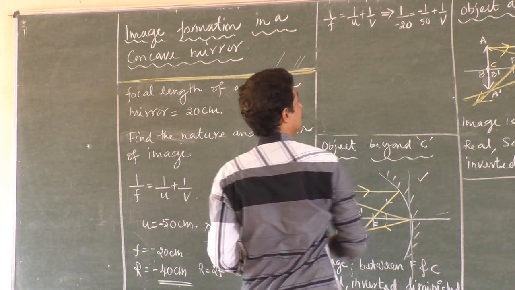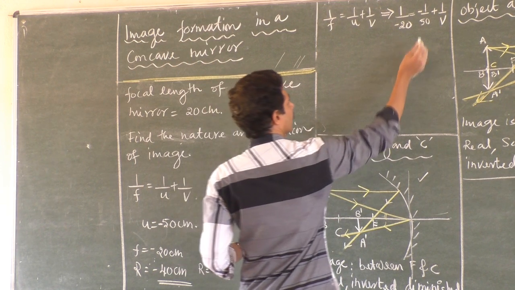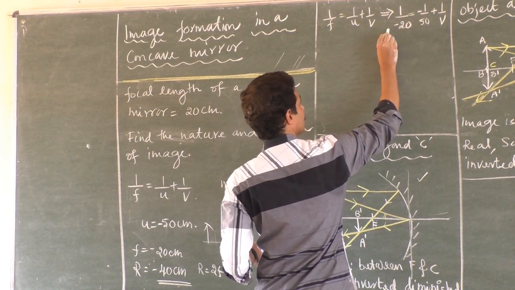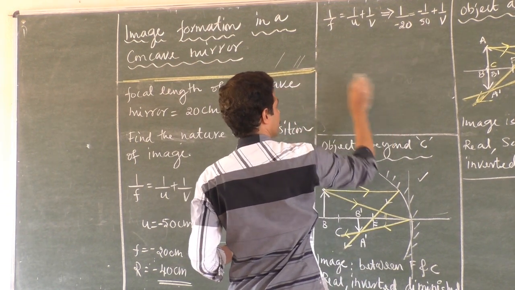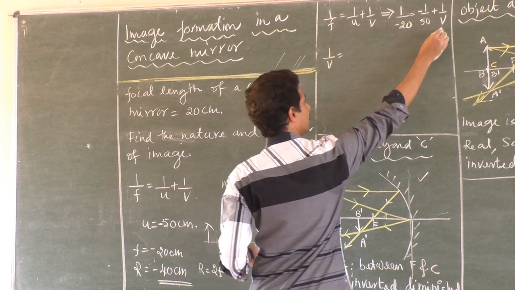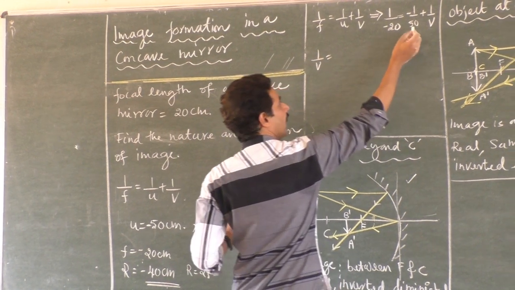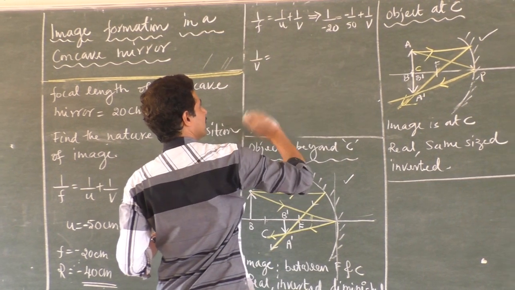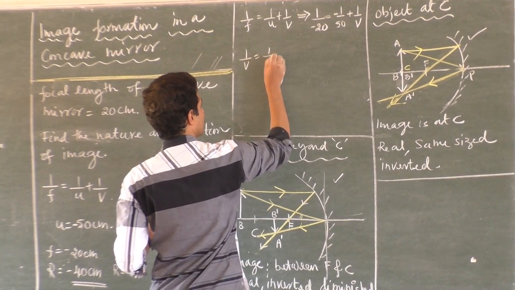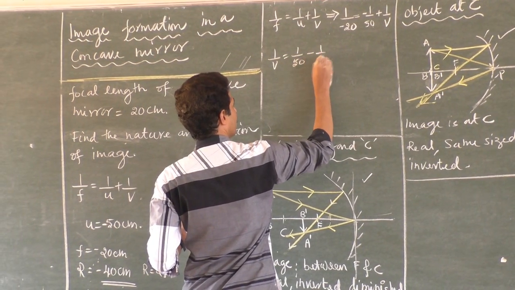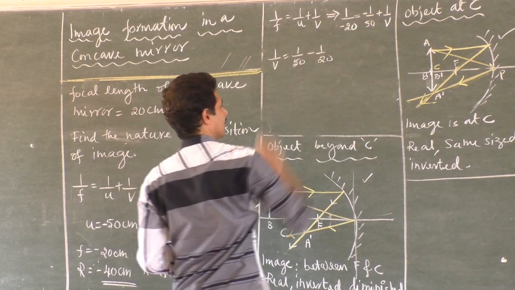Okay, so what is v? We should get negative v. This minus 1 by 50, I will take it to the left hand side. It becomes plus 1 by 50. So what is 1 by v? 1 by v, I will keep it here only, and minus 1 by 50 will be taken here. So 1 by v is equal to plus 1 by 50 minus 1 by 20.